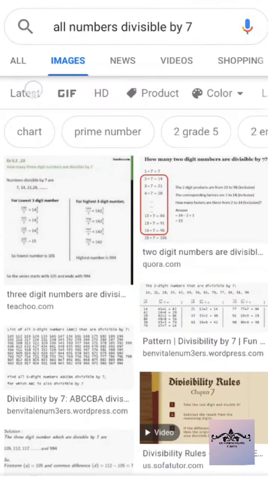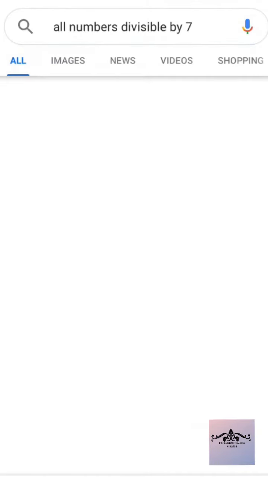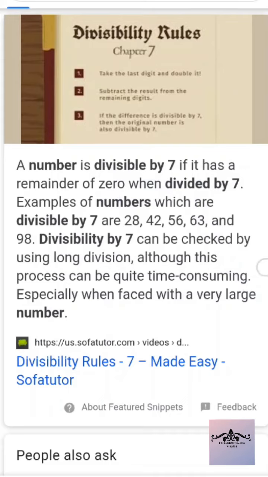The divisibility rule also they gave, which I gave is only there over here. A number is divisible by 7 if it has a remainder of 0 when divided by 7. Examples of numbers which are divisible by 7. So over here, okay, now our video is clear. So let's continue with our video.